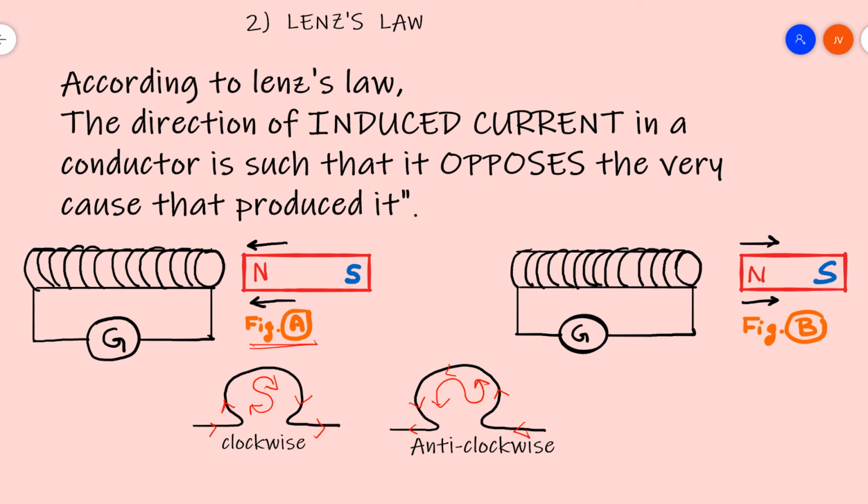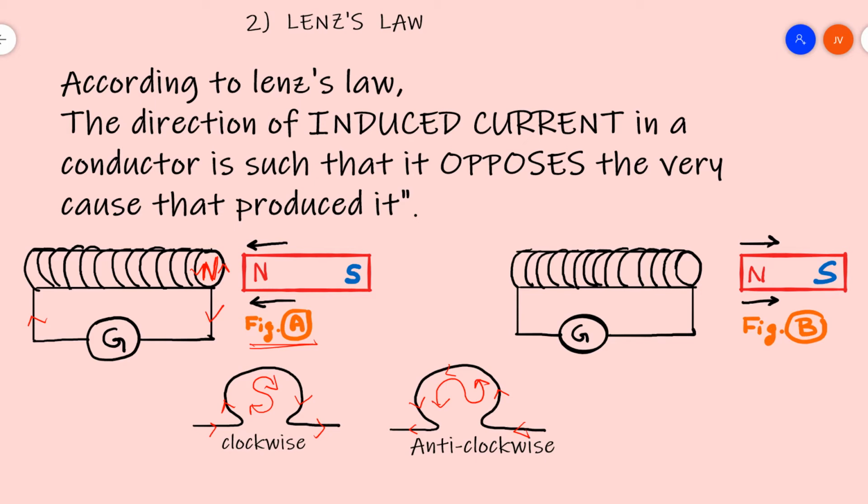And who is producing it? The north pole of the magnet is producing it. Its meaning is, when the north pole moves towards the coil, the loop instantly acquires a north pole. And if this loop acquires the north pole, then the direction of current in the loop will be anti-clockwise. So like this we can know the direction of induced current in the conductor.